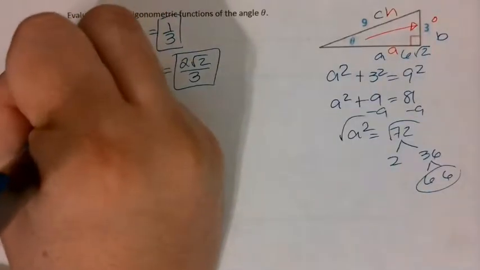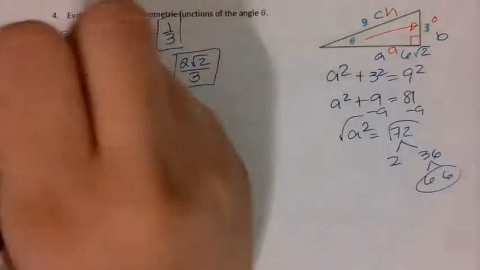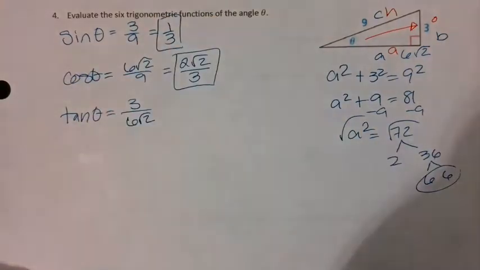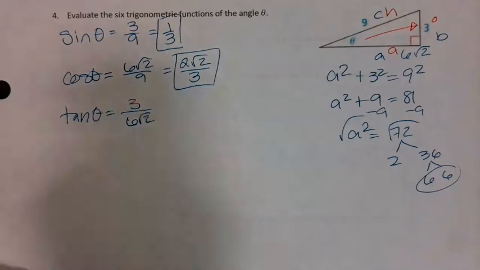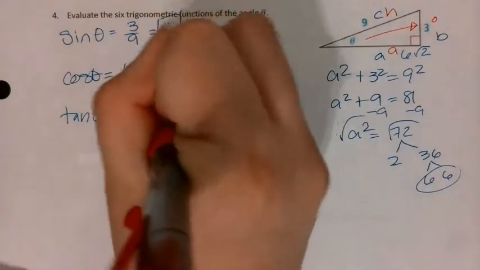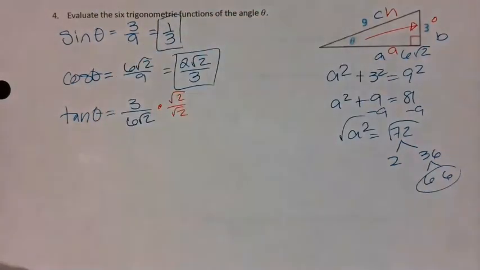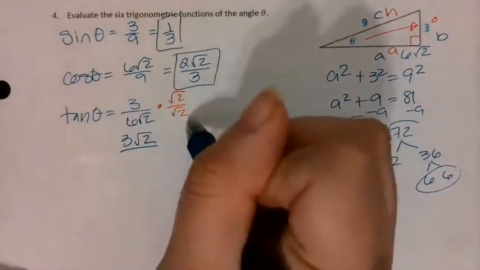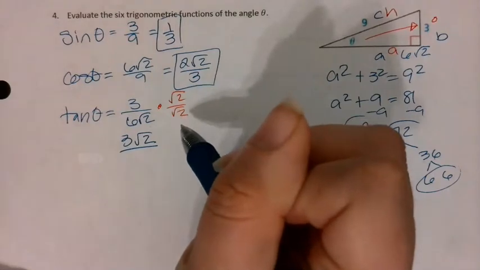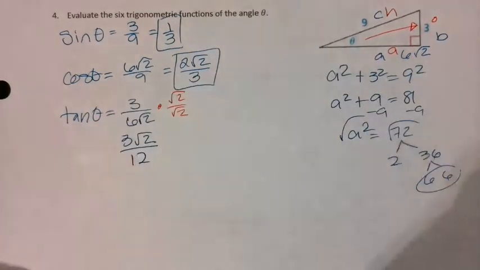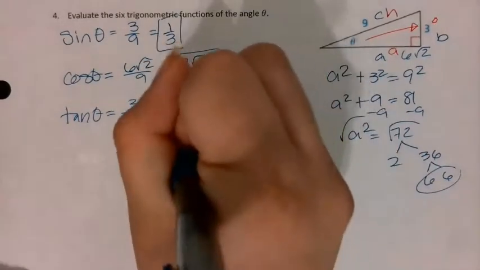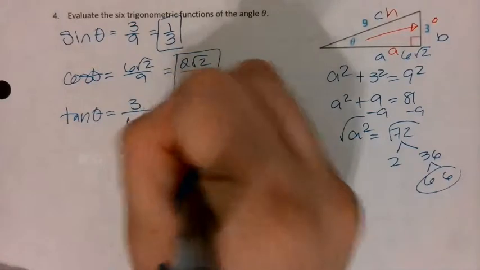Then I have tangent theta, which is opposite over adjacent. So I have 3 over 6 square root of 2. So what I'm going to do is before I do any simplifying, I'm going to get that square root of 2 out of the bottom. So I multiply by square root of 2 over square root of 2. This gives me 3 square root of 2 on the top, and then square root of 2 times square root of 2 is 2. 2 times 6 is 12. Then I want to simplify this because 3 and 12 are both divisible by 3. So I have square root of 2 over 4.